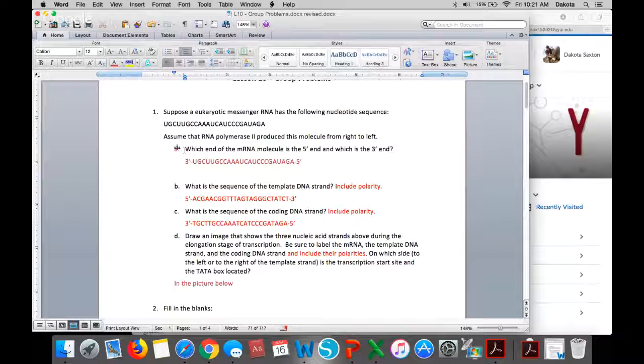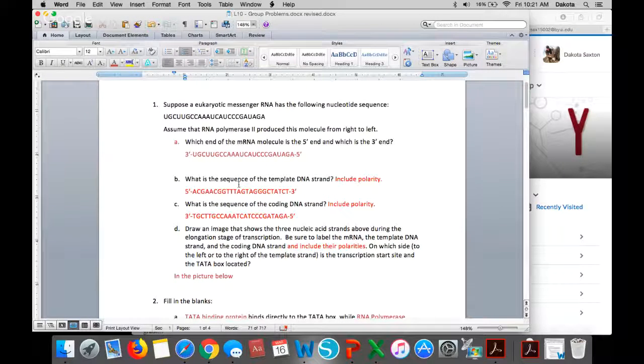For number 1, for A, we just put our 5' on the right-hand side of the mRNA and our 3' on the left-hand side. And then I just copied and pasted it down so you can see it easier.